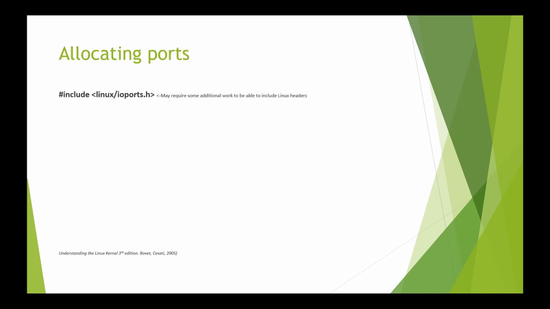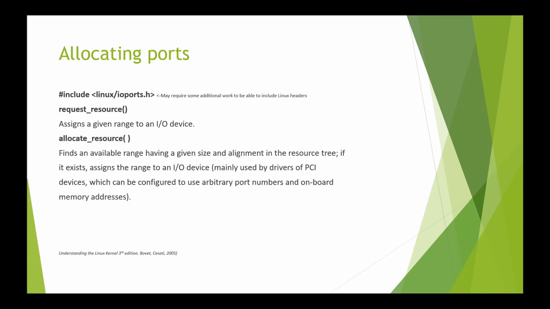Now, let's talk about how we can allocate ports in our programs. To allocate ports in our programs, we must include the Linux ioports.h header. And in this header, we'll find the following functions. request_resource, which assigns a given range to an I/O device. allocate_resource, which alternatively finds an available range having a given size for our device. And release_resource, which releases the ports allocated to our device.